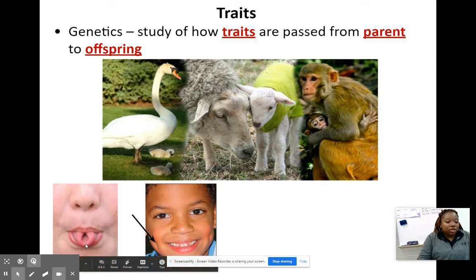That is tongue roll. You have a trait to roll your tongue. Some people can do it, some people cannot. Some people have dimples, some people do not, and those are specific traits that are passed down.